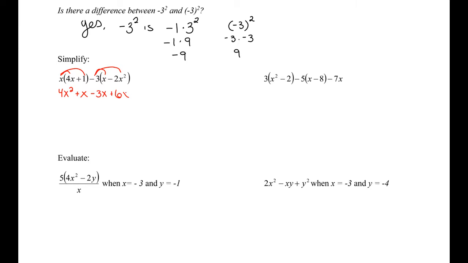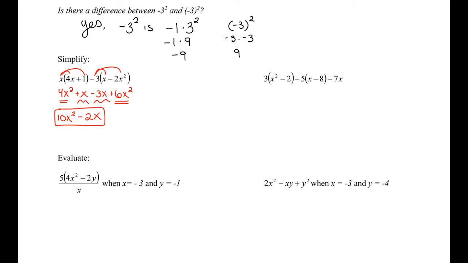6x squared. My next step would be to combine like terms, so I'm going to combine the x squared terms together. 4 plus 6 gives me 10. It stays x squared. Then I have x minus 3x. These are like terms, they have the same variable. 1 minus 3 gives me negative 2. So this is the expression 10x squared minus 2x.